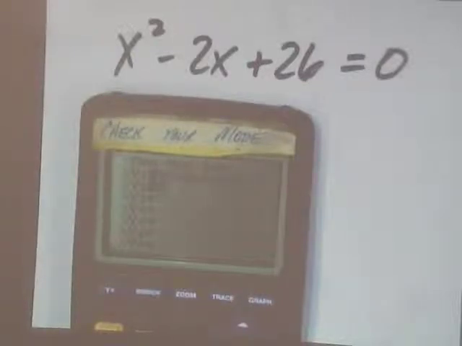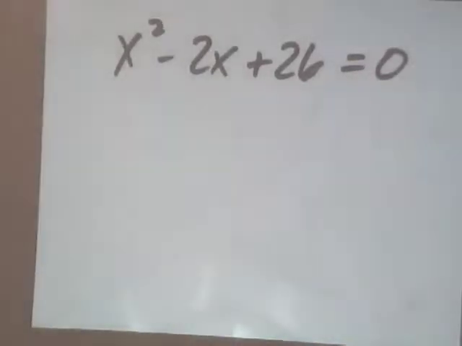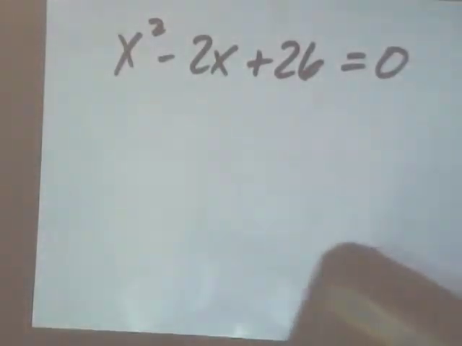Everybody got that? Hit graph. My window is set from a different problem. Zoom 6. x squared minus 2x plus 26.